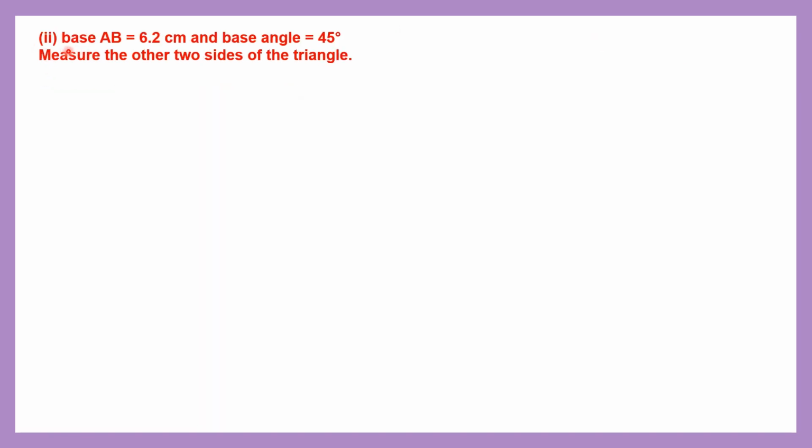Question 2. Base of the triangle is AB, 6.2 centimeters, and the base angle is 45 degrees. So we're going to first construct a triangle with these measurements and then measure the other two sides of the triangle. So let's begin with the rough figure. So this is the rough triangle that we have drawn here. Base AB is 6.2 centimeters. So let's write that. So this will be A and this is B and this is 6.2 centimeters.